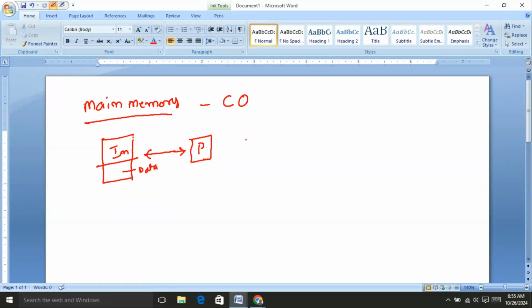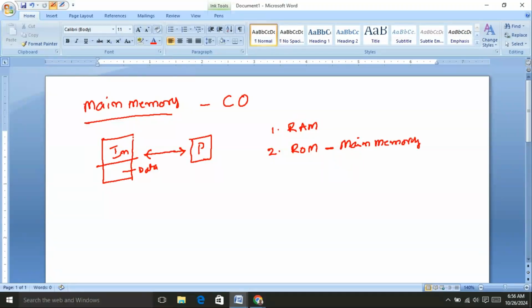This main memory is basically divided into two components. One is the random access memory. The second one is the read only memory. Once again, I repeat the concept: so many people consider that the ROM is a secondary memory. It is wrong. The ROM is also a main memory.